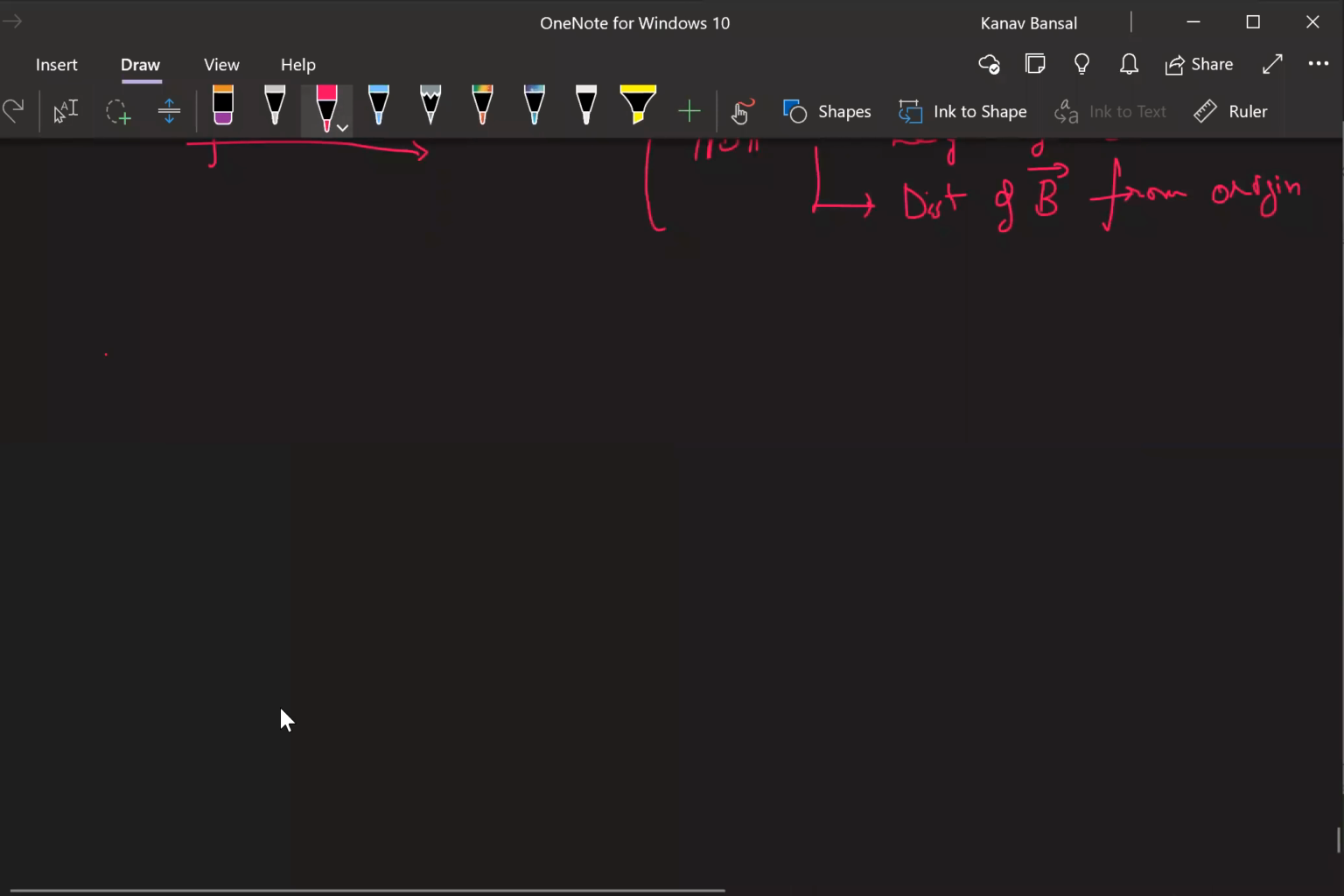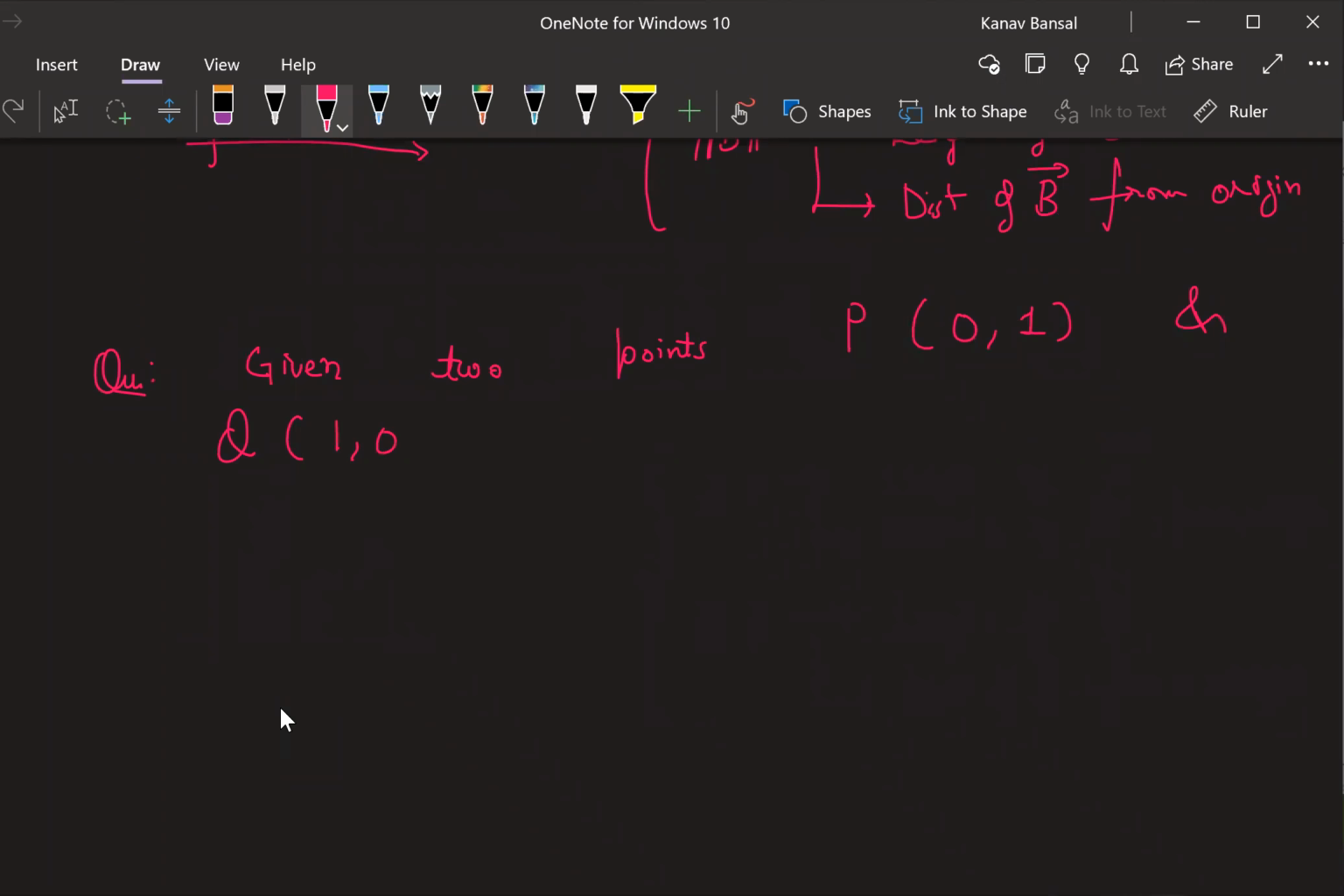Cool. Let's try to solve a question. Given two points, point P, which is (0, 1), and point Q, which is (1, 0), calculate the angle between P and Q. Can anyone try to calculate the angle between P and Q, given that we have learned so many things now? Yes, Aarti, we will not go into the cross product for now.